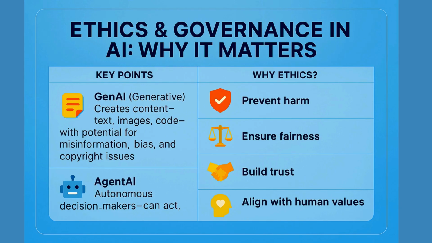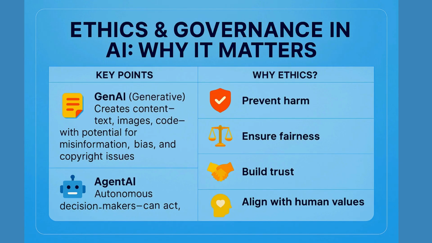As AI systems become more powerful and autonomous, ethical governance is no longer optional. It's essential. This slide sets the stage by distinguishing between Gen AI, which creates content, and Agent AI, which makes decisions and takes actions independently. Both bring immense potential, but also serious risks. Gen AI can propagate misinformation, bias, and copyright violations, while Agent AI raises concerns around control, accountability, and safety.